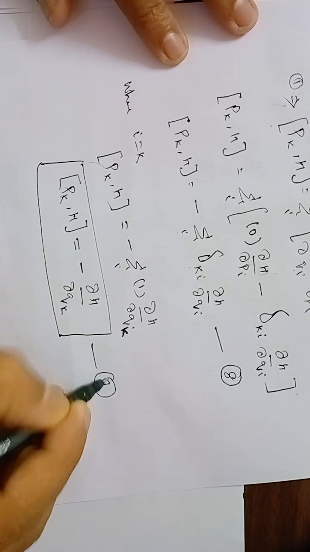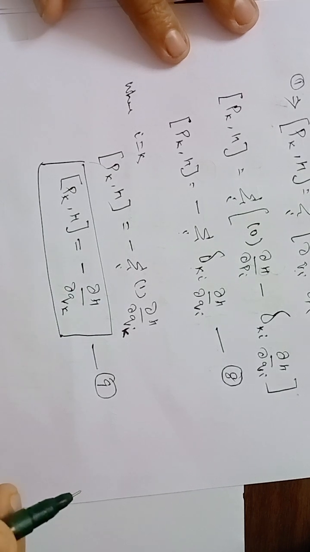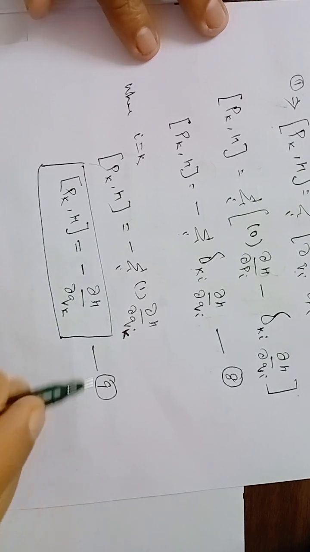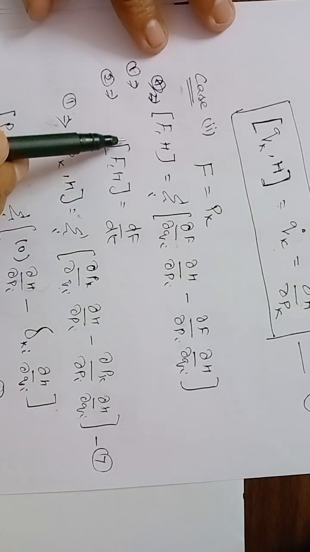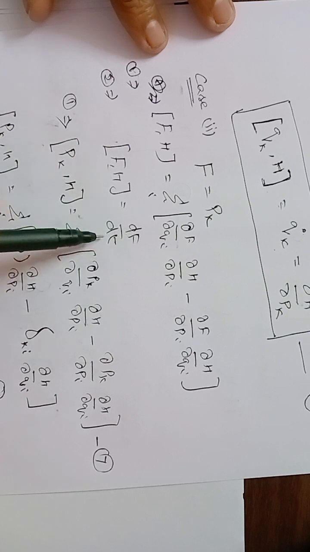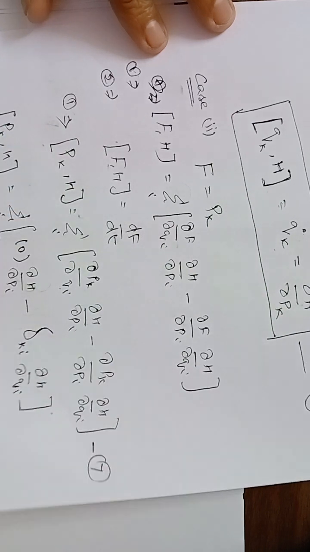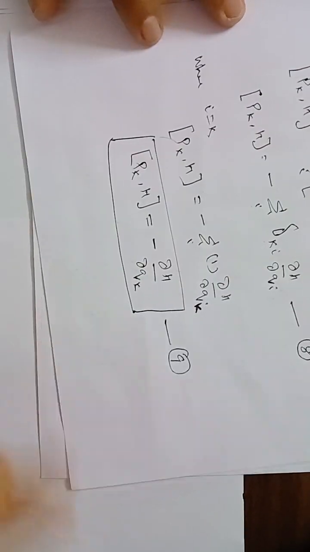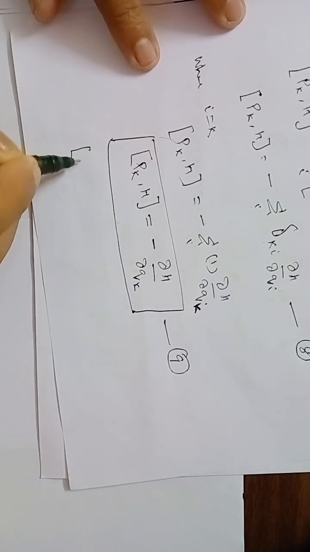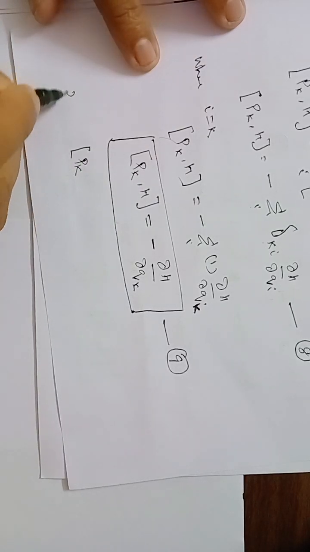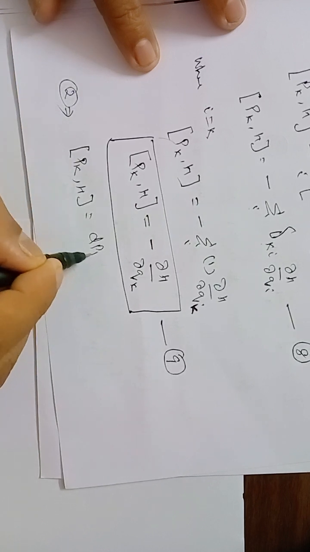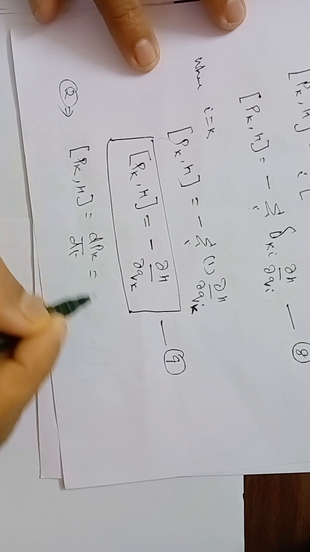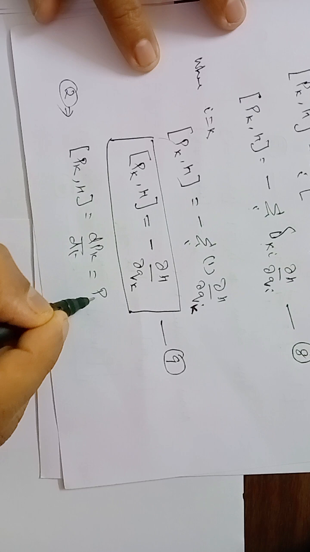Equation number 9. Similarly, what I did already, in the second equation, the Poisson bracket of f comma h is equal to df by dt. Now you substitute pk in the place of f. So what will come? Pk, that is equation 2, becomes the Poisson bracket of pk comma h, that is equal to dpk by dt, and this dpk by dt is nothing but pk dot.